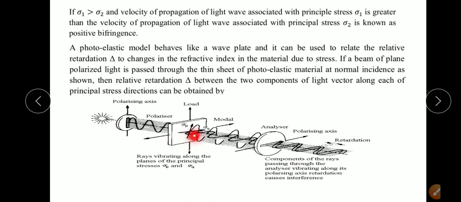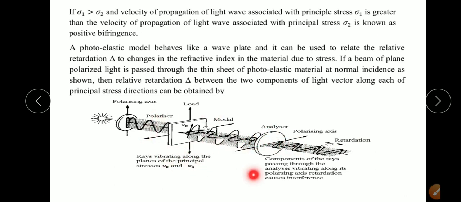So when it changes its refractive indices, whatever wave enters the model will be split into two waves. One wave is split into two waves: one wave coinciding with one principal stress, and another wave coinciding with the other principal stress. So the two waves have different velocities, not the same velocity. One is faster than the other. So a retardation between the two waves takes place. You can see in the final view that one wave is different from the other wave, which means there is a retardation, a gap between their crests. That is the retardation.